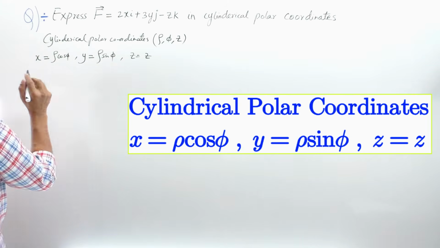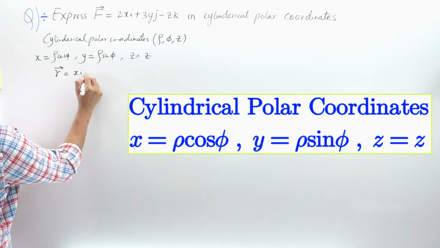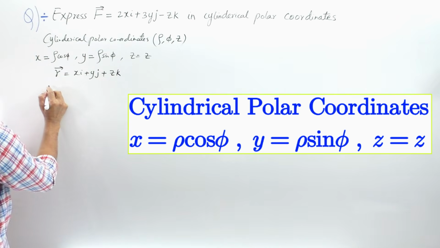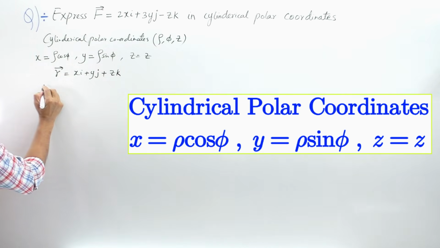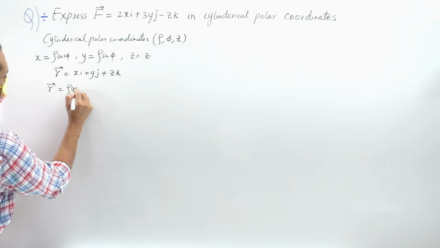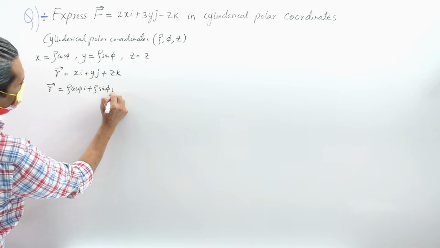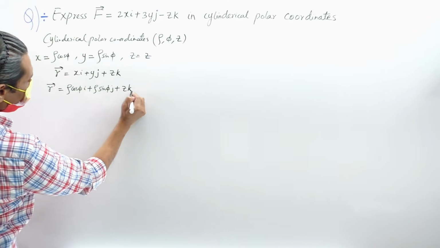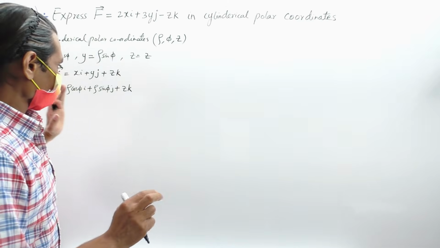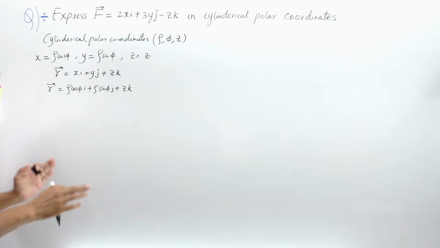Now, as we know from the basic theory, r vector is equal to x i plus y j plus z k. That means I will represent this r vector in terms of the cylindrical system as rho cos phi into i plus rho sin phi into j plus z as it is, so z k. Now we have all the cylindrical coordinates here, and I expressed the r vector in terms of them.